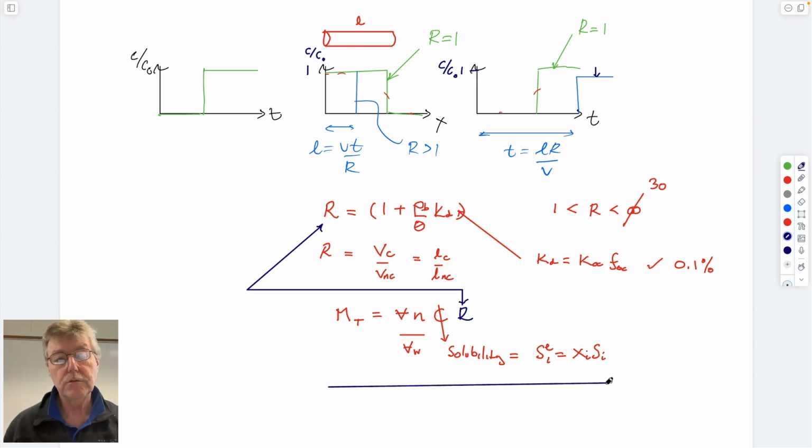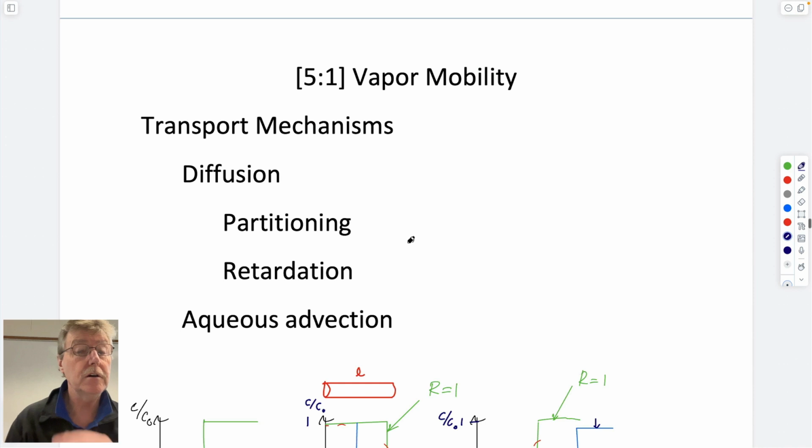So we'll draw a line under that, and we'll talk about what we'll deal with today. We're now talking about transport in the vadose zone, above the water table where it's only partially saturated.